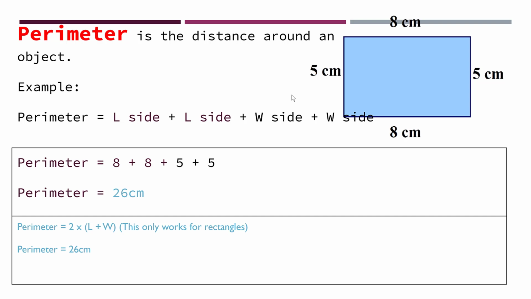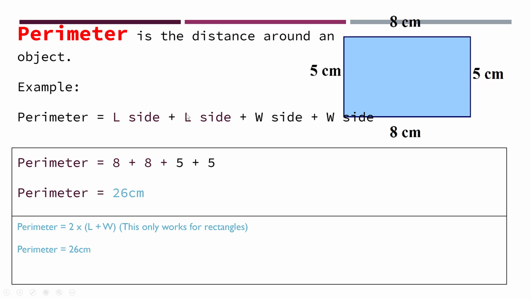Now, perimeter. Perimeter, as you know, is the distance that goes around an object. Okay? So like a wall around your house, or a fence around your garden, or a ribbon around a border, or a frame around a painting. Okay? The perimeter is side plus side plus side plus side.